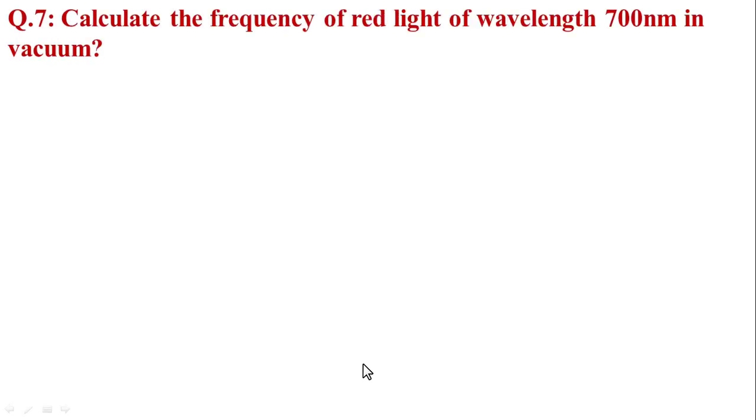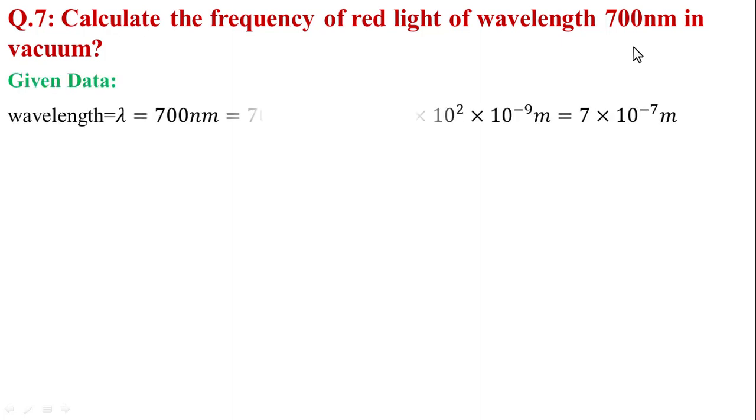Now in the last question, calculate the frequency of red light. Wavelength is 700 nanometer in vacuum. First of all, write the given data. Wavelength lambda is equal to 700 nanometer. Now 700 multiplied by 10 raised to power minus 9 meter. Then we can write that 7 multiplied by 10 raised to power 2 multiplied by 10 raised to power minus 9. Bases are the same, so the powers will be added. So 7 multiplied by 10 raised to power minus 7 meter.